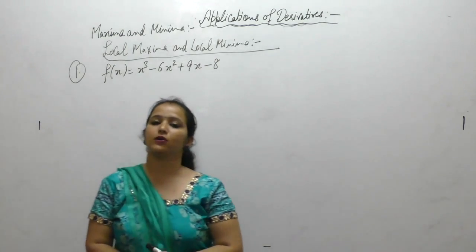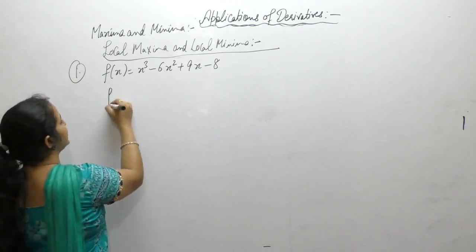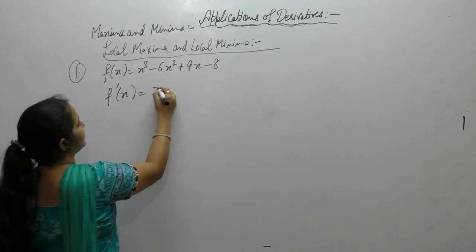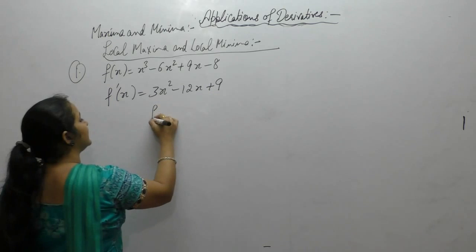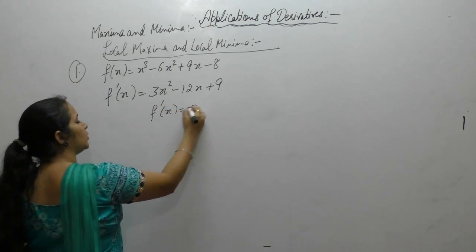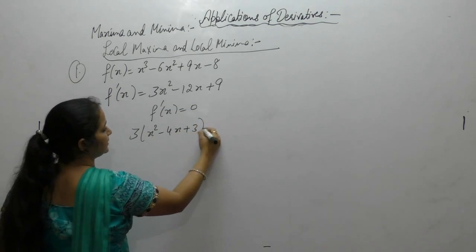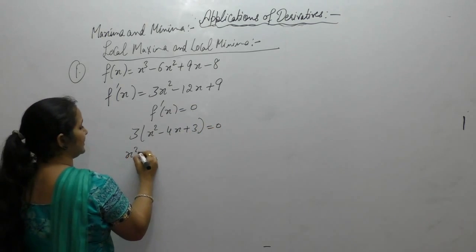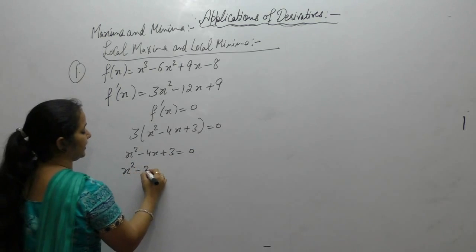लोकल मैक्सिमा और लोकल मिनिमा का पॉइंट निकालने के लिए हम क्या करेंगे? सबसे पहले जो फंक्शन दिया है उसका डेरिवेटिव लेंगे, 6 into 2 plus 9. Then put this derivative equal to 0, taking 3 common. Now factorize it. We have to find the point from here.